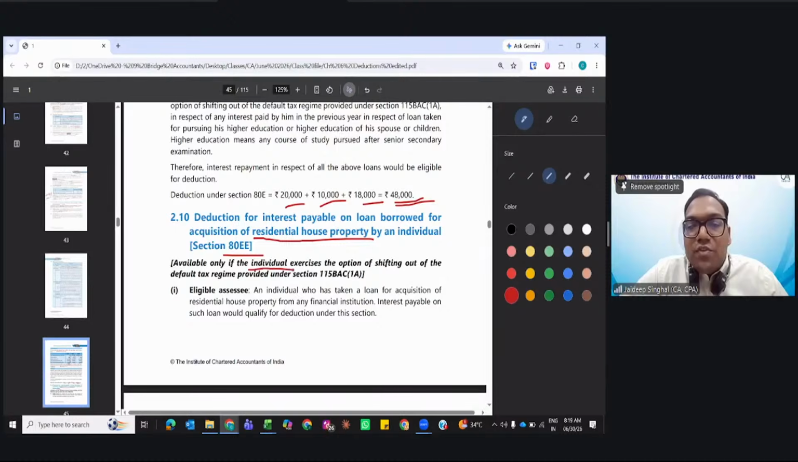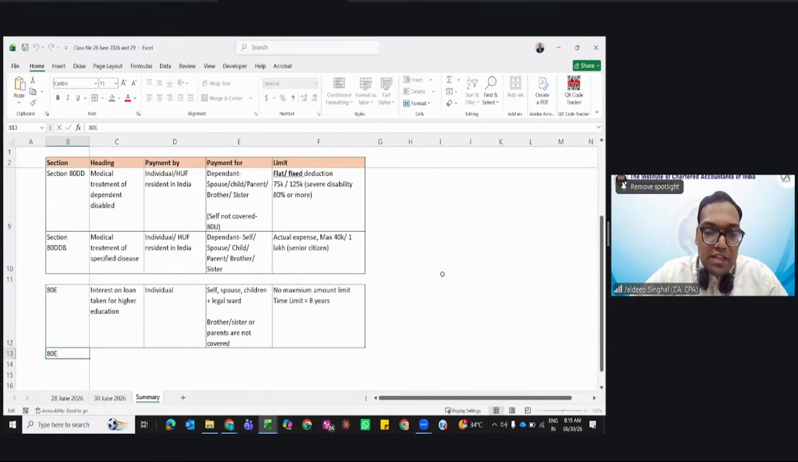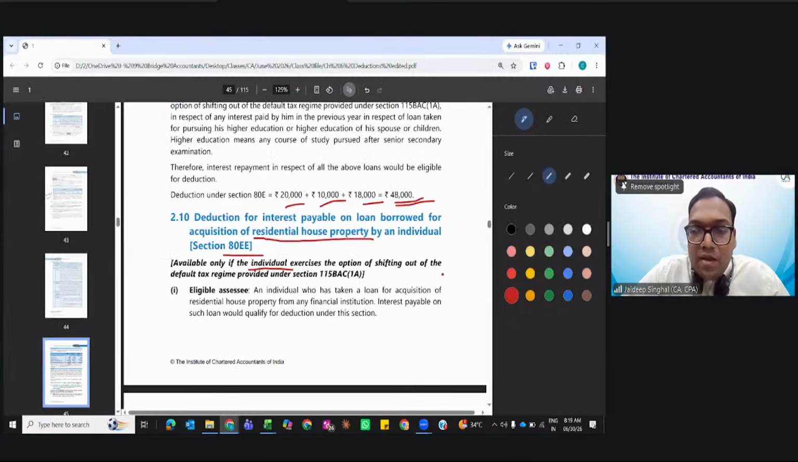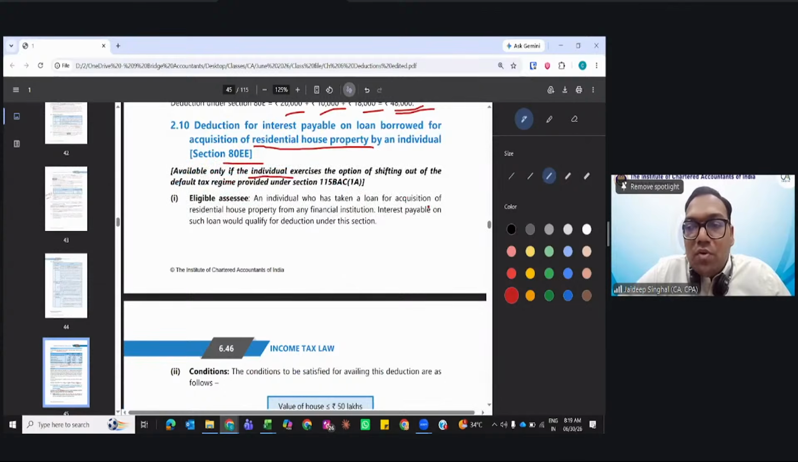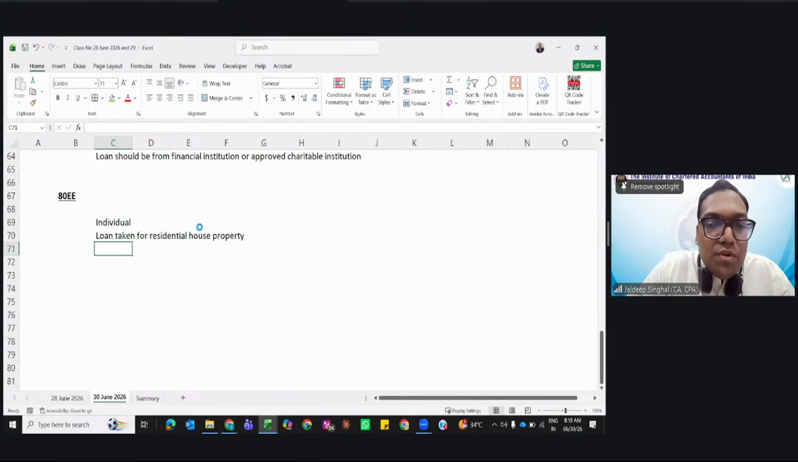Available only if the individual exercises the option of shifting out. It is for an individual. 80EE is for the individual. The eligible assessee is an individual who has taken a loan for acquisition of residential house property from any institution. Interest payable on the loan would qualify for such deduction. So, it is for the individual. Loan taken for residential house property. If you are paying the principal, then which section deduction is allowed?